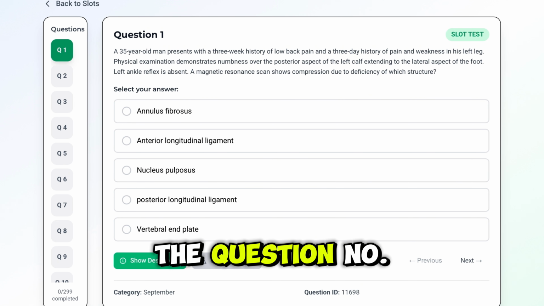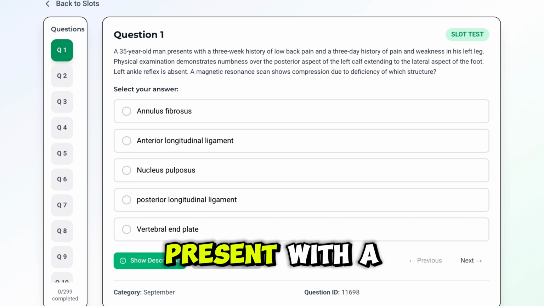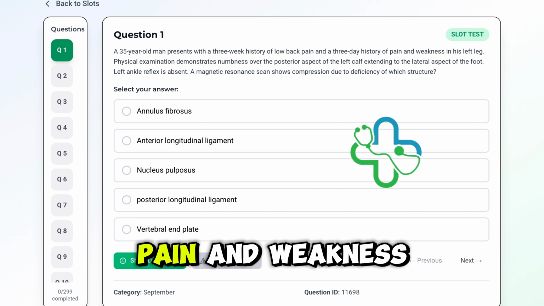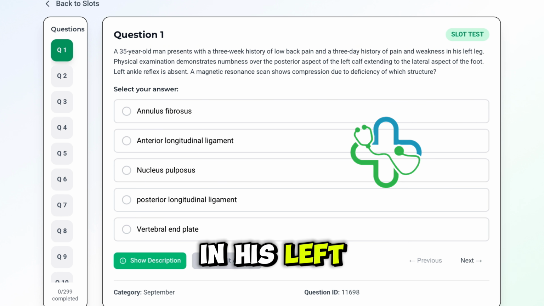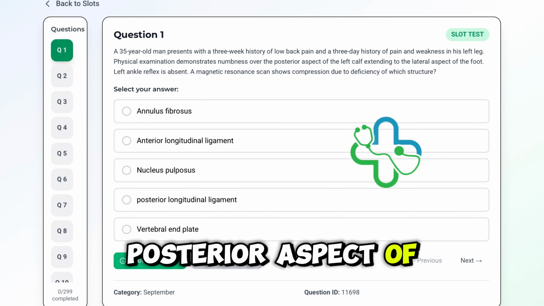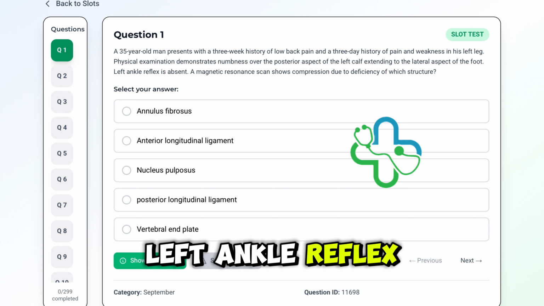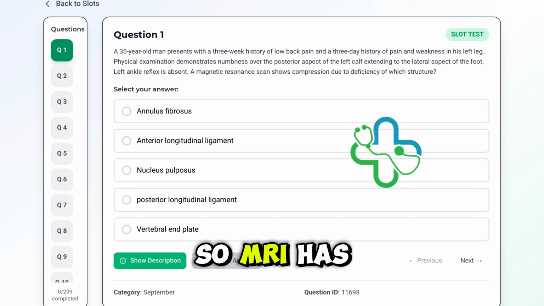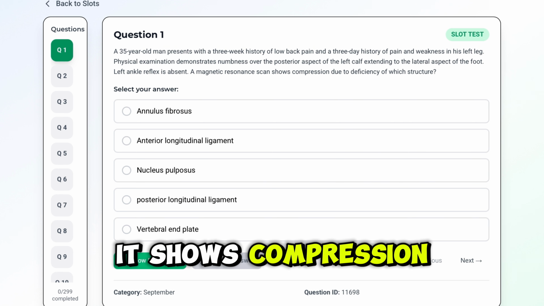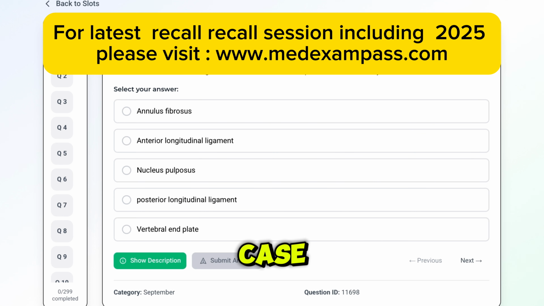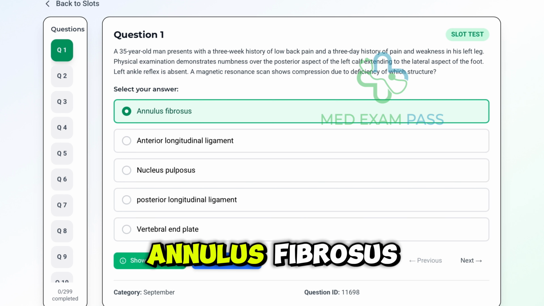Question number one: a 35-year-old man presents with a 3-week history of low back pain and a 3-day history of pain and weakness in his left leg. Physical examination demonstrates numbness over the posterior aspect of the left calf extending to the lateral aspect of the foot. Left ankle reflex is absent. MRI shows compression due to deficiency of which structure? Typical PLID cases, the correct answer should be the annulus fibrosus.